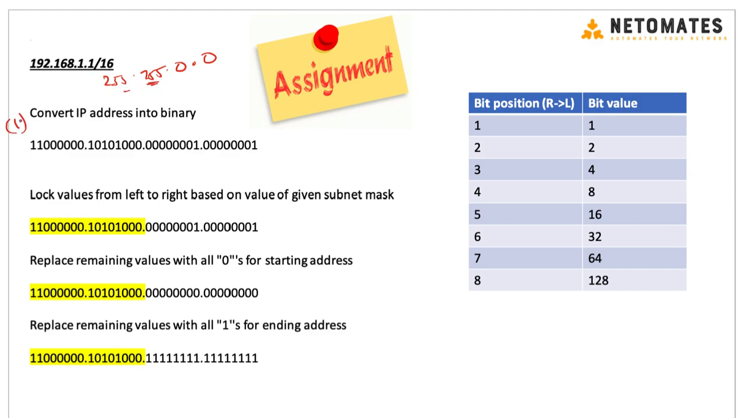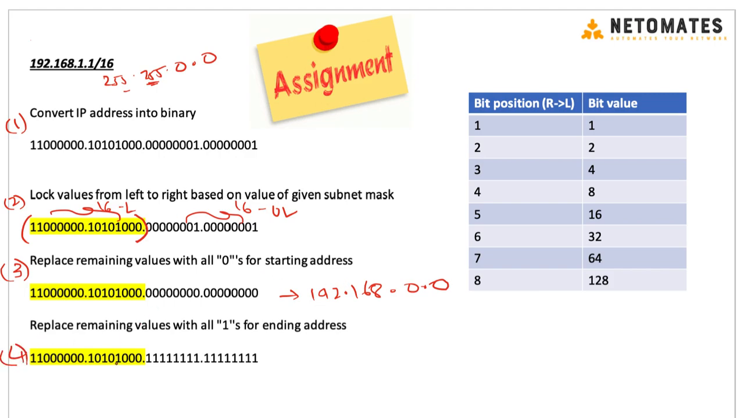First step, we convert this IP address into binary. Second step, we lock the values based on the given subnet mask. In this case 16 means you lock the first 16 bits. So how many bits remain? 16 bits unlocked. To get the starting address, you keep the first 16 bit values the same because they are locked, but the remaining ones you change to zeros. So what you will get is 192.168.0.0. This will be the starting address in that subnet.